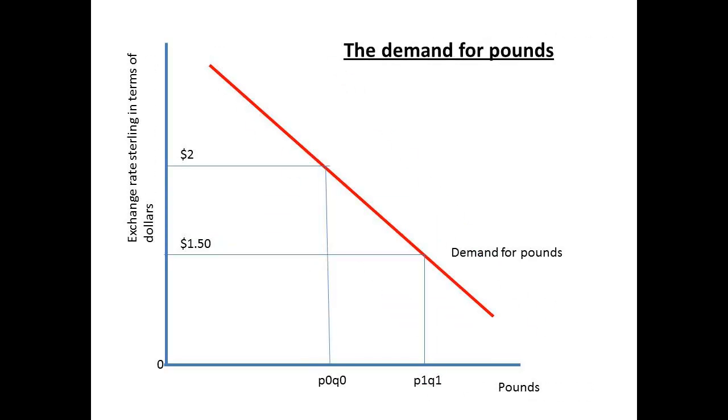Here is that demand shown in map form. The change from a rate of £1 to $2 going to £1 for $1.50 represents depreciation of the pound. As you can see, the downward slope is from left to right.